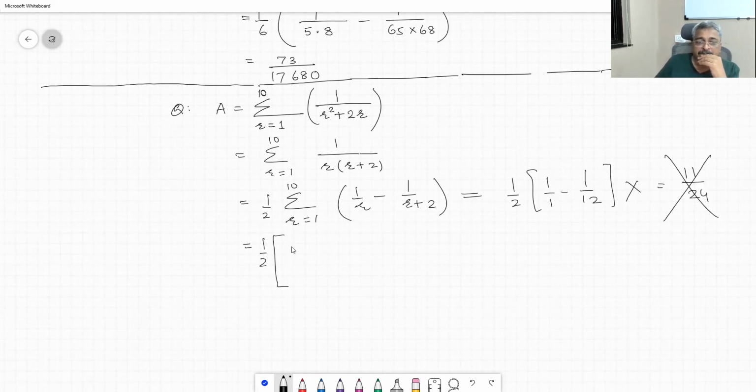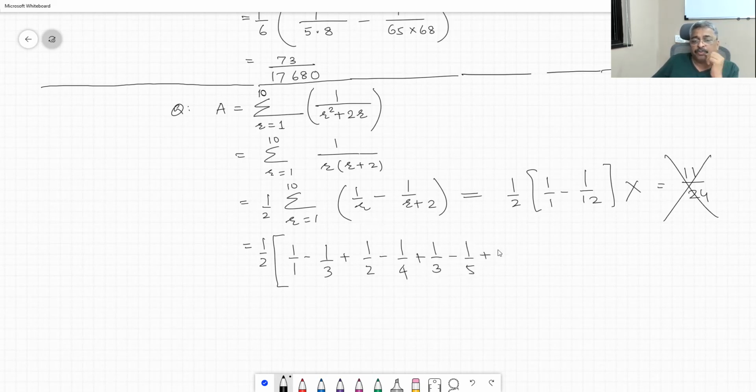Put r is equal to 1, you get 1 upon 1 minus 1 upon 3. If you put r is equal to 2, you get 1 upon 2 minus 1 upon 4. Nothing has happened so far. But if you put r is equal to 3, you get plus 1 by 3 minus 1 by 5.